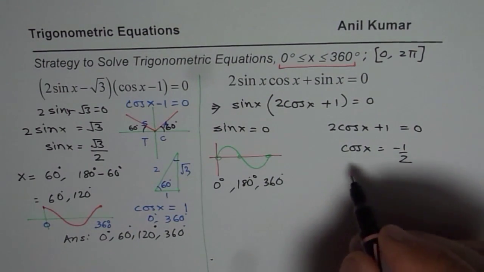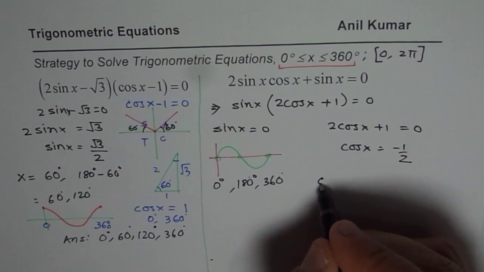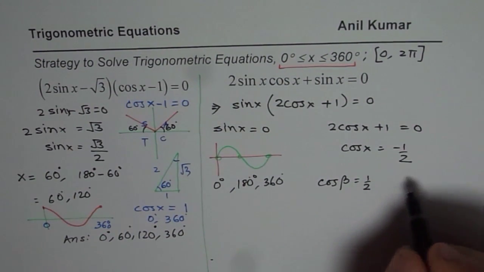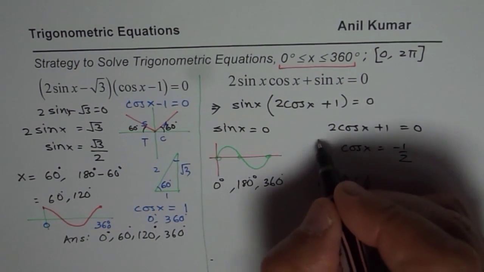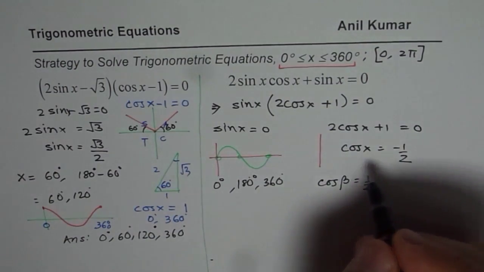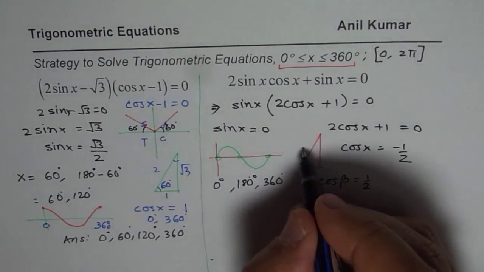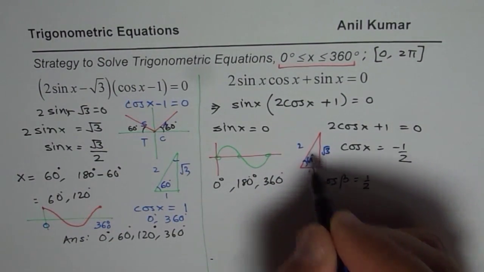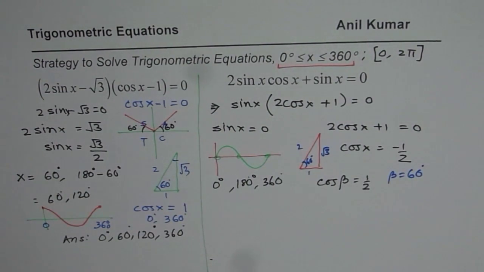You could use a calculator again. In this case we'll find the related acute angle. So we say cos of the related acute angle beta is half, since in quadrant 1 everything is positive. Or you can use a special triangle. We need half, which means we can use the 30, 60, 90 triangle, with sides 1, 2, square root 3. Cos of 60 degrees is half. So we know beta equals 60 degrees. So we know one answer.